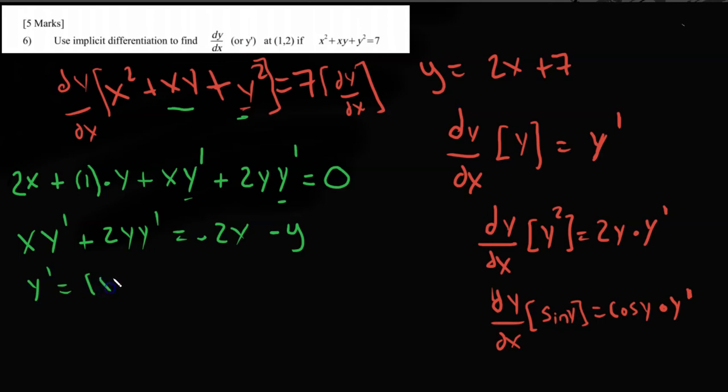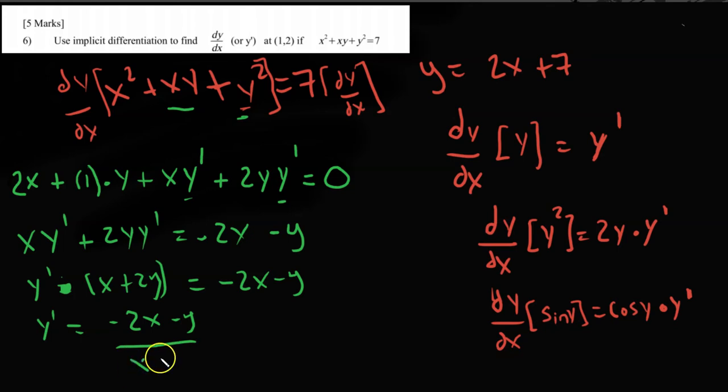X plus 2y. Oops, this equal sign should not be there, it should be a multiplication. Is equal to negative 2x minus y. And divide both sides by the x plus 2y to isolate y prime. Minus y over x plus 2y.